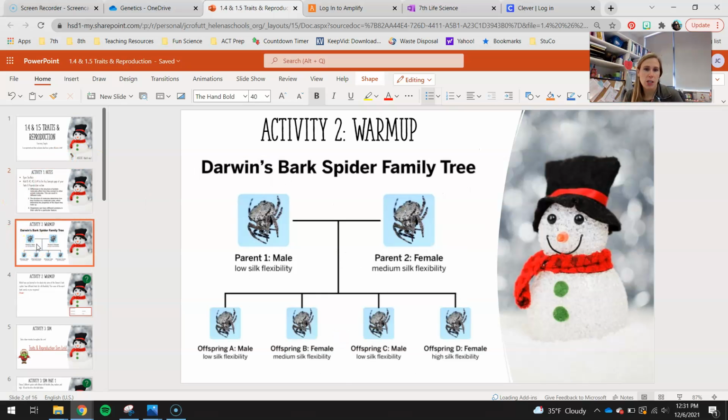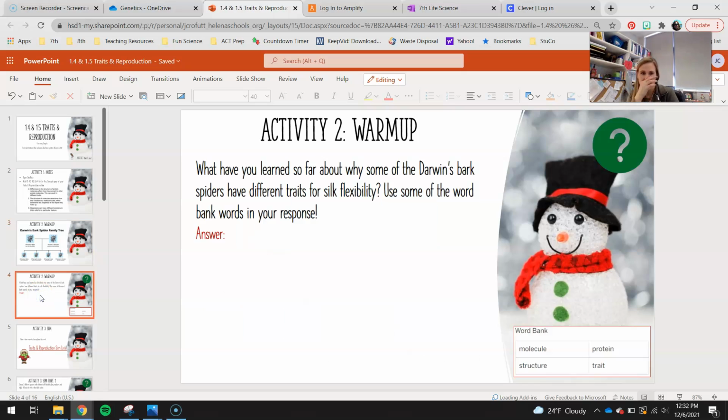Next section is your warm-up. You have this little family tree of a Darwin's bark spider. Parent 1 is the male, and he has low silk flexibility, meaning his silk doesn't bend or stretch super easily. Parent 2 is the mom, and she has medium silk flexibility. You can see all the offspring they had together: a male with low, a female with medium, a male with low, and a female with high silk flexibility. Something for you to think about.